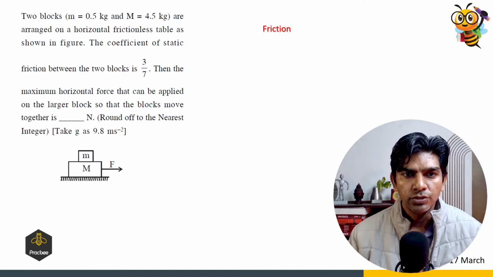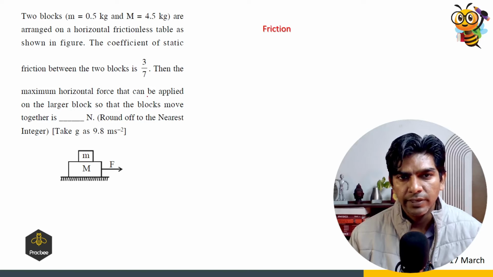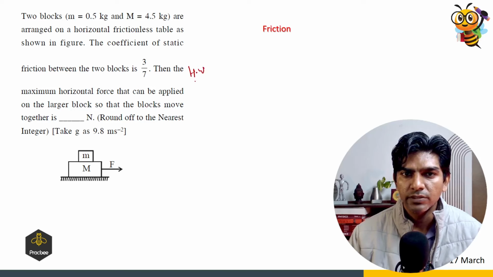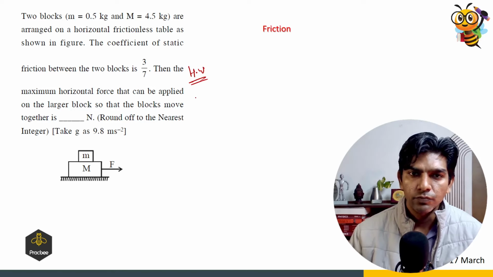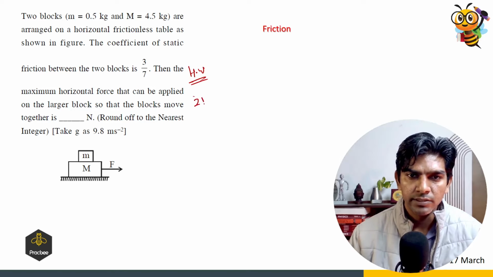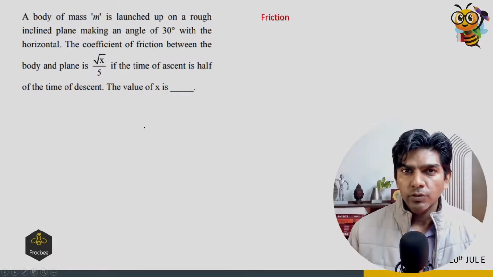Right, so let us see this question. Find the maximum horizontal force that can be applied on the larger block so that both the blocks move together. Again, a similar question we have discussed. So again, I'm keeping this as homework. If you try to solve this, you will get the answer as 21 Newton. Right, so now let us see the next question.